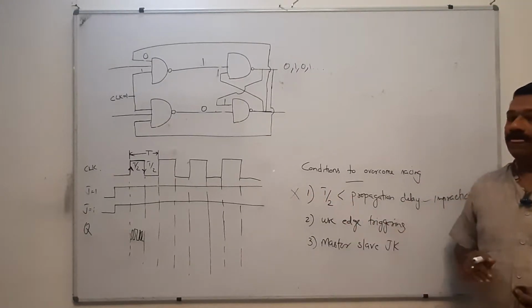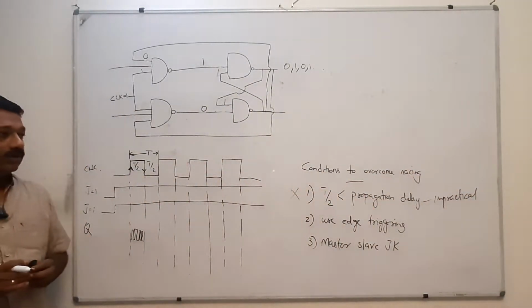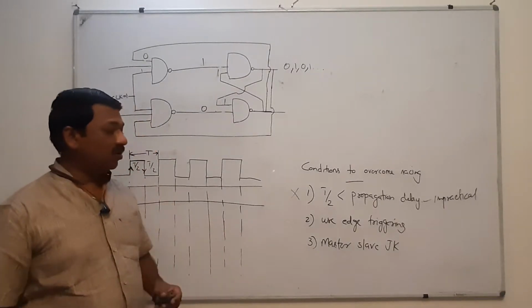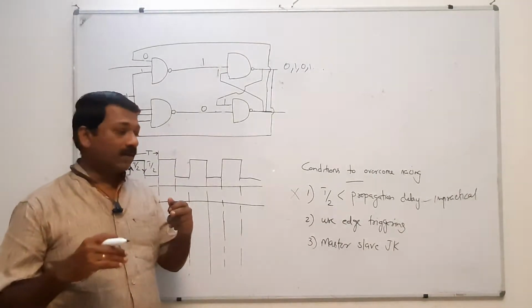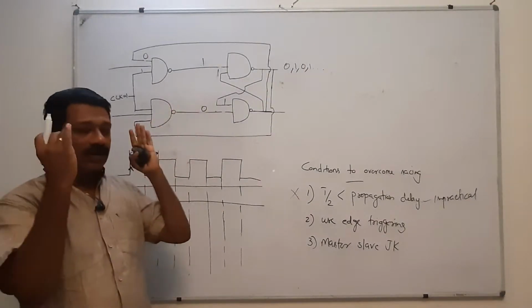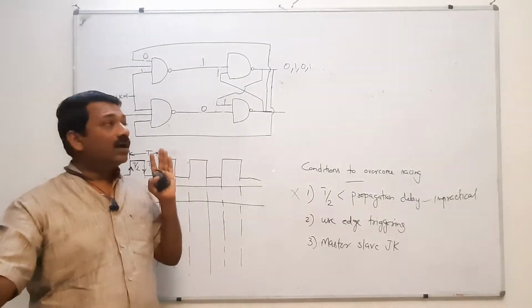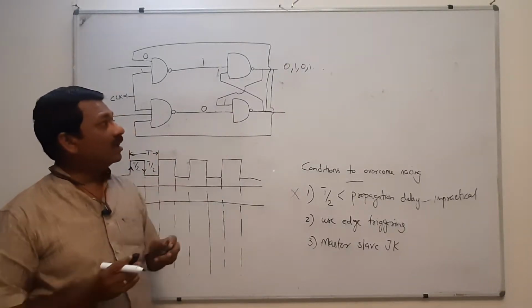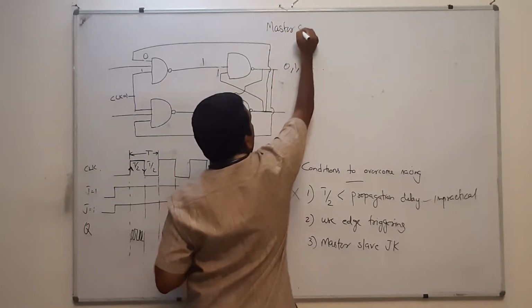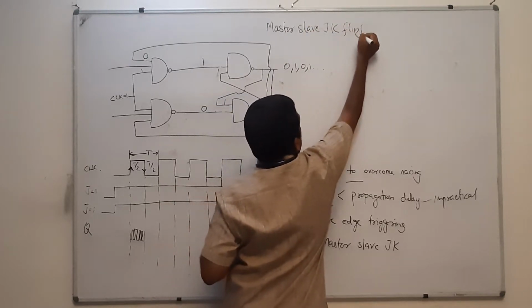Use edge triggering is another method, another technique we can use. Now we are focusing on the master slave JK flip flop. That means instead of having a single JK flip flop, we are going to have two JK flip flops one after the other, and we are going to discuss the master slave JK flip flop.